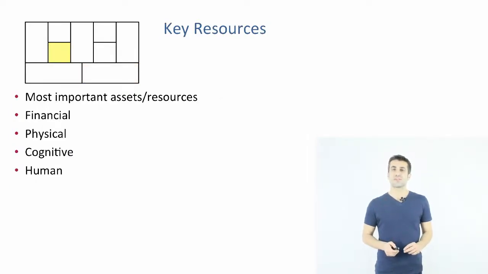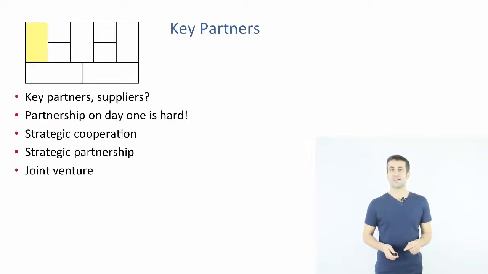And also another block is the key resources. What are our most important assets and resources? Are they financial? Are they physical? Are they cognitive? Or are they just human capital? Another block is the key partners. Do we need strong partners? Do we need key partners and suppliers to make this startup, this opportunity, real?